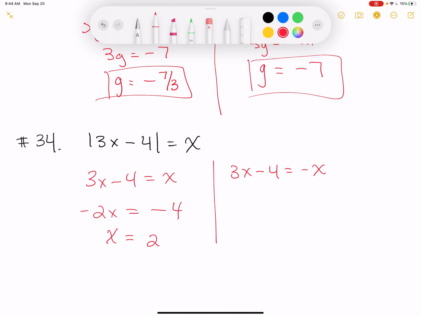All right, on this one, we need to subtract this 3x over. So this is going to give me negative 4x is equal to negative 4. And then dividing, x is equal to 1.